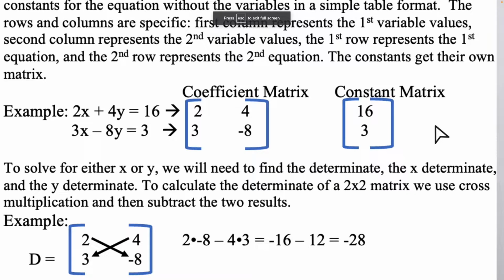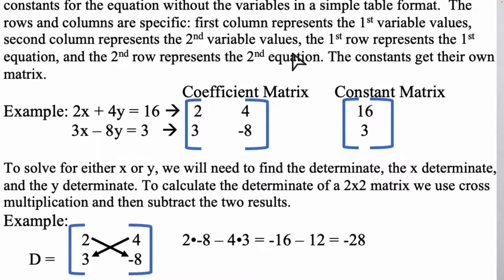Okay, so I just scooched this up so we can continue reading it. It should be on your notes page. We're just kind of reading down the page. So the rows and the columns are specific, meaning that you can't just write them however you want into the table. The first column represents the first variable values. Usually the first variable is x. The second column represents the second variable values. That's usually y. It doesn't have to be x and y, but a lot of the time that's what we're using.